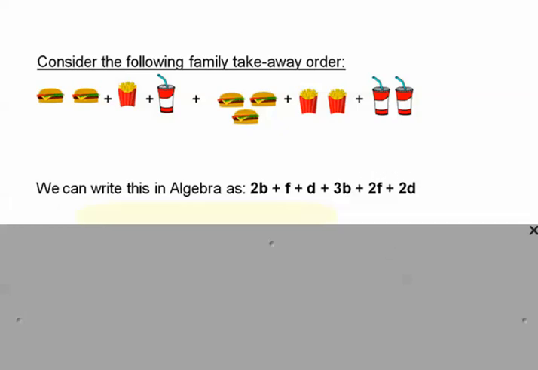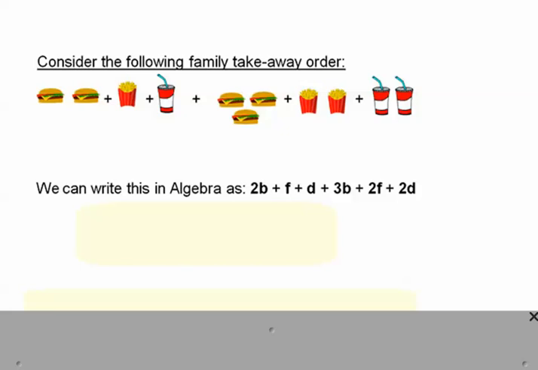When we're talking about combining like terms, if you look at this, my burgers are like terms. So I would say probably 5 burgers. If a parent was writing this down, they would probably write 5 burgers plus 3 fries plus 3 drinks. It's just easier that way. So they were combining the things that were alike.